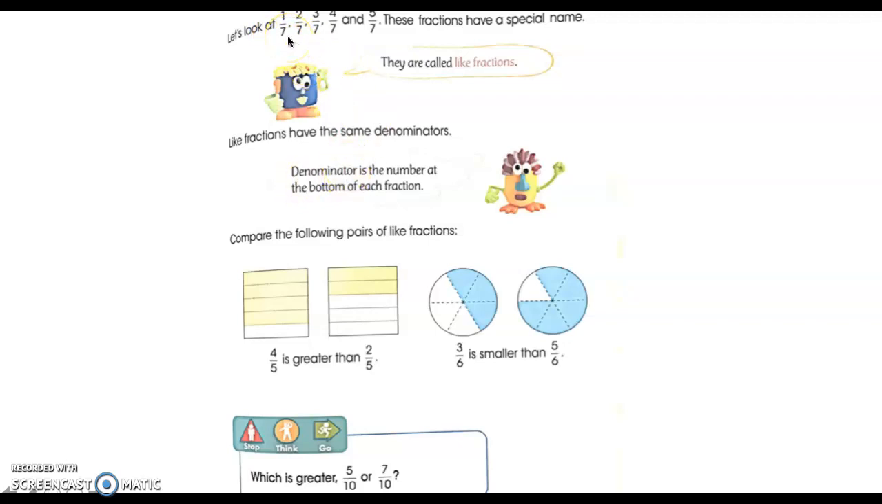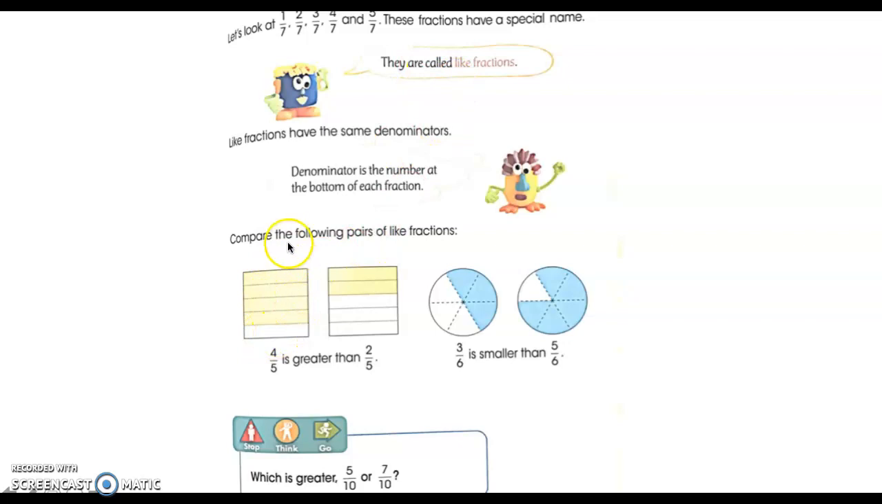So the bottom part of the fraction is the denominator. Later I will tell you what the upper part is called. There is a name for that as well. Now let's compare the like fractions.